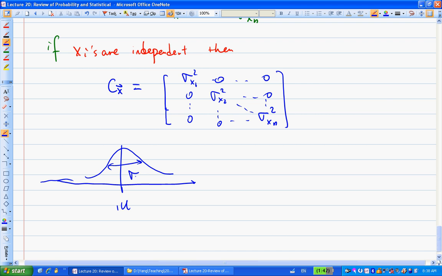So if I have another one with the same mean but a smaller variance, then the distribution will look like this, right? So from a statistical point of view, you probably will prefer this one over this one here, right? Okay. So when we design a Kalman filter, just remember this concept here.